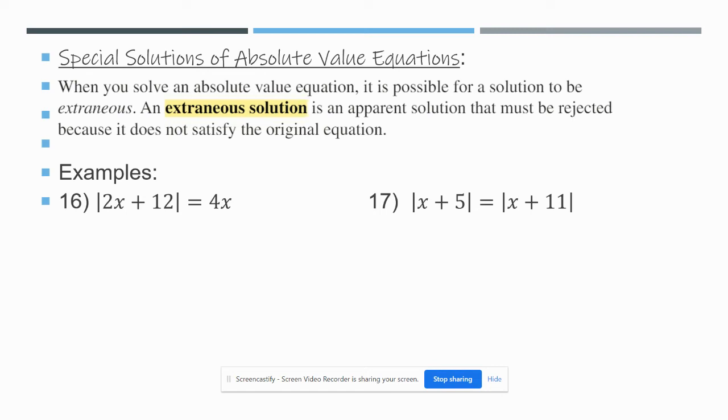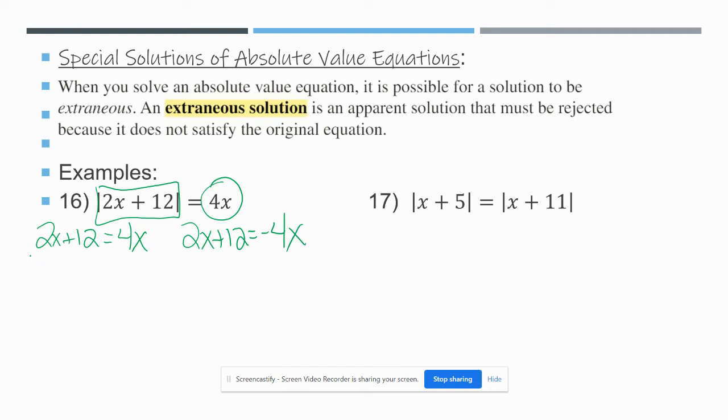I'm going to do example 16 just the way that we've done all the other ones. So we check that this is all alone with the exception of the equal sign. That's the case. 2x plus 12 is equal to 4x. And then remember, we take this and use the negative of it. 2x plus 12 is equal to negative 4x.